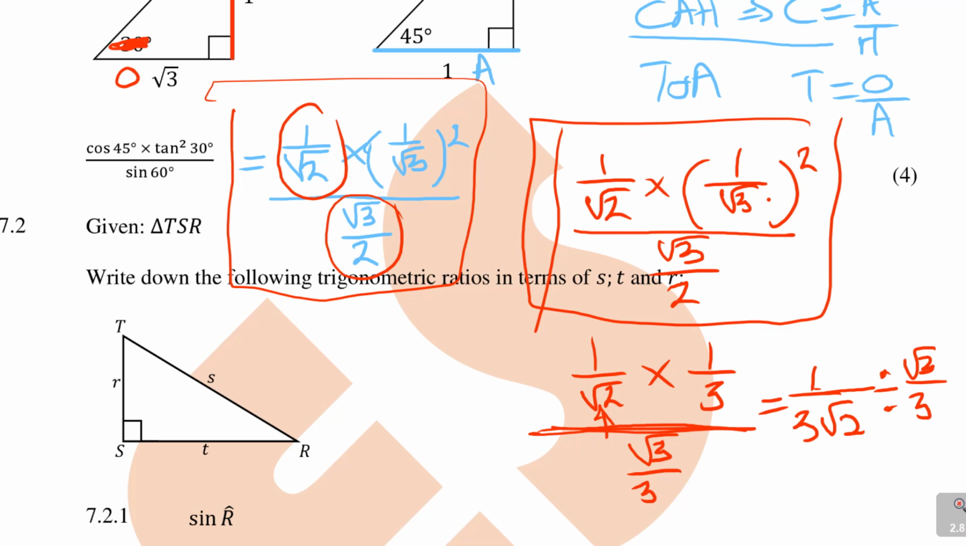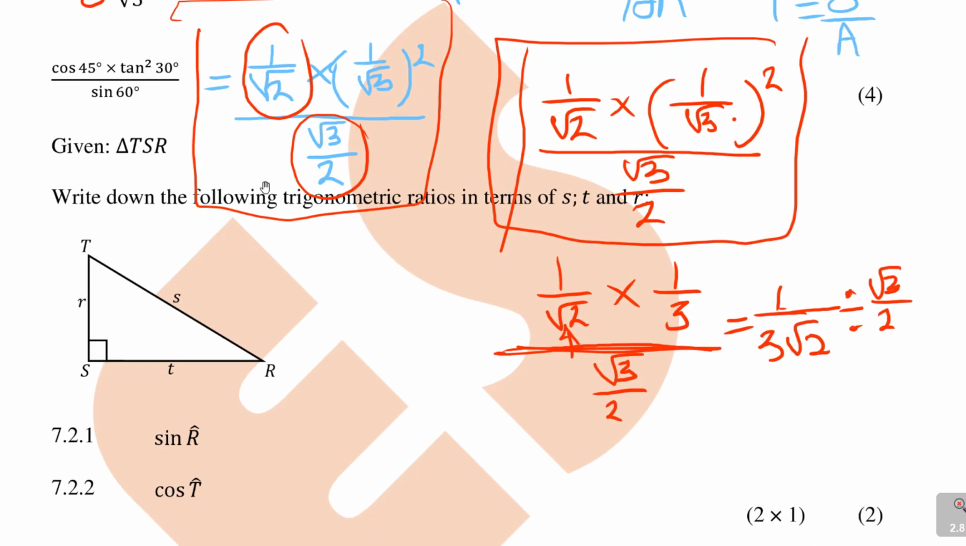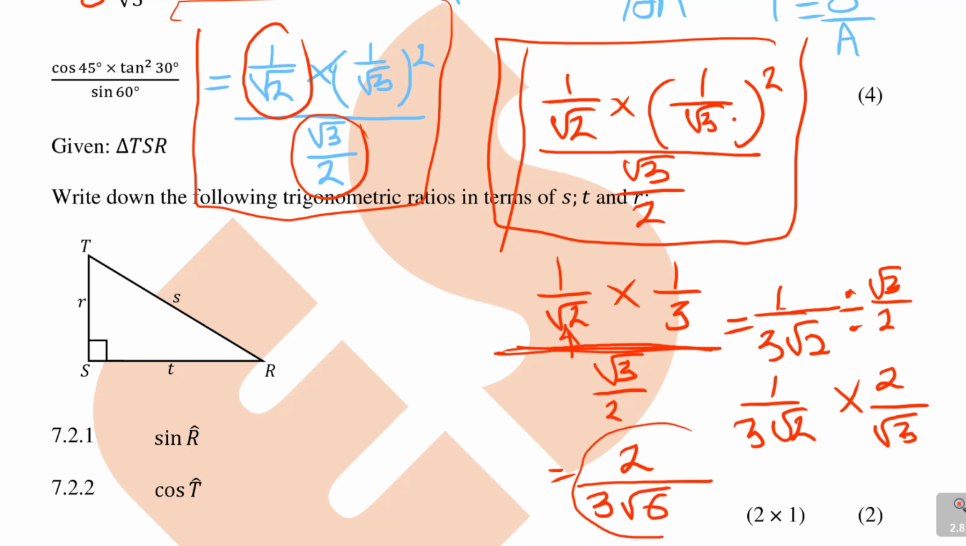Why am I writing over 3? There's a lot of 3s. So it's over 2 here. So this was 2. Now, why am I doing that? I want to convert this division into times, so that it will be 2 over square root of 3. So it's 1 over 3 root 2. When you multiply the top, the answer becomes 2 over 3. Now, square root of 2 times square root of 3 is square root of 6. You leave your answer like this.